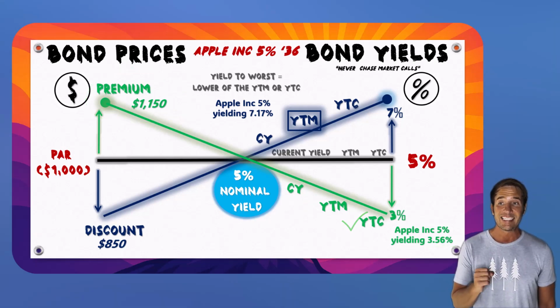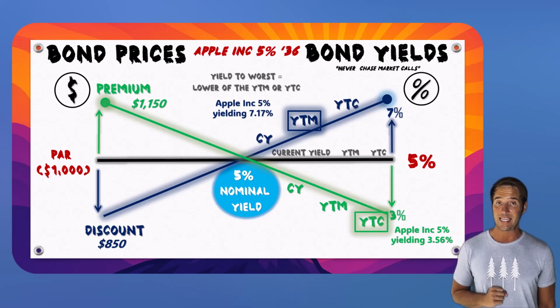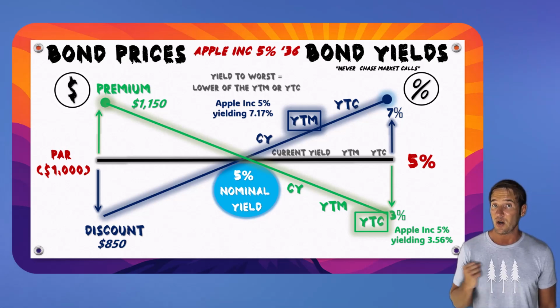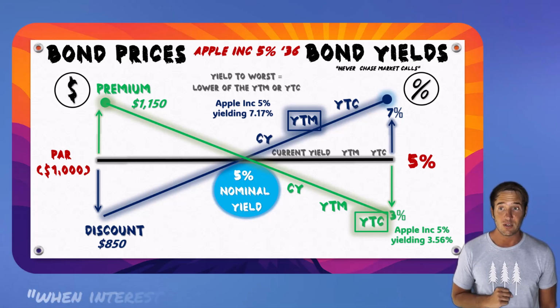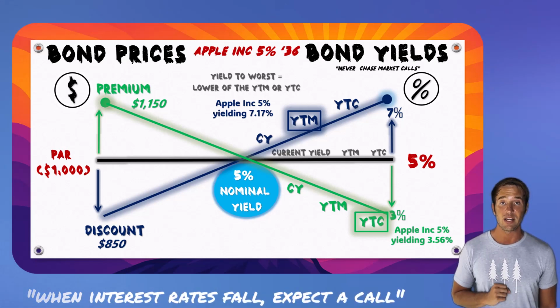Well, everybody take a look at this bond, and what can you tell? You can tell that the YTC is lower. So that 3.56, in the case of this bond, represents my YTC. Right? It's always the lower of the two yields. And remember when I told you on the last slide, when interest rates fall, which is what happened in the case of this bond, you should expect your bond to be called.